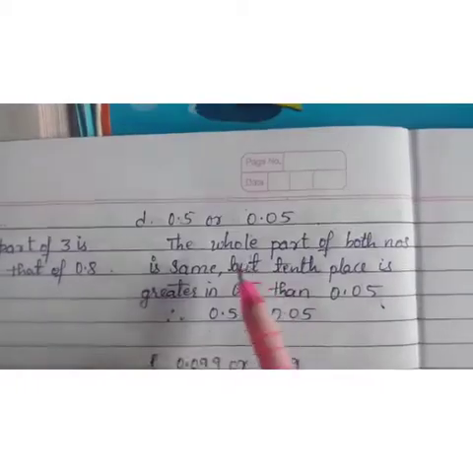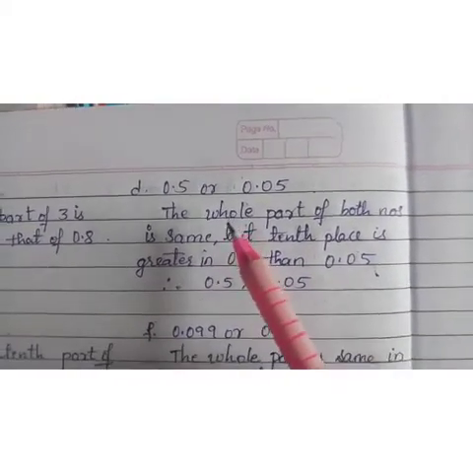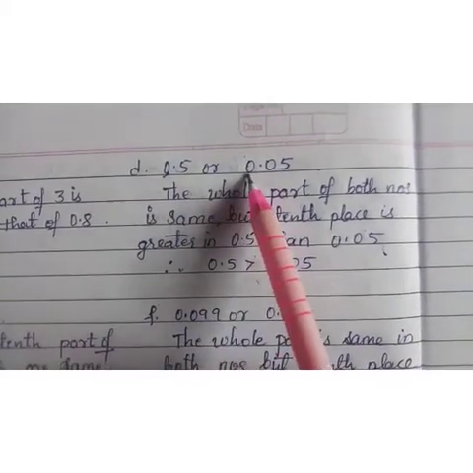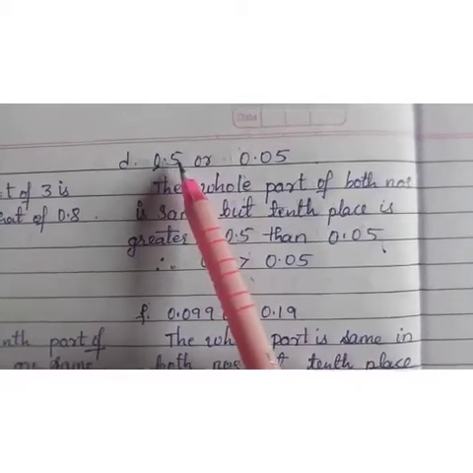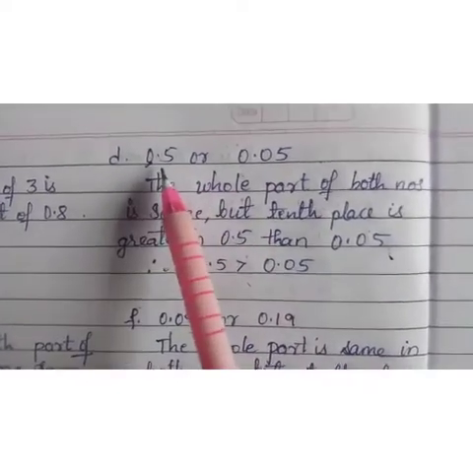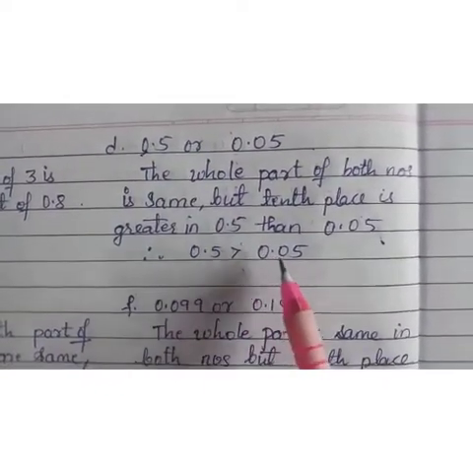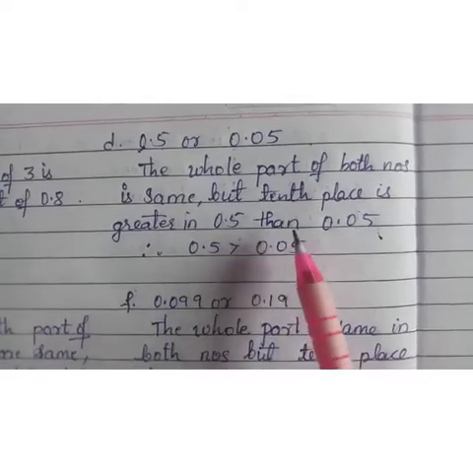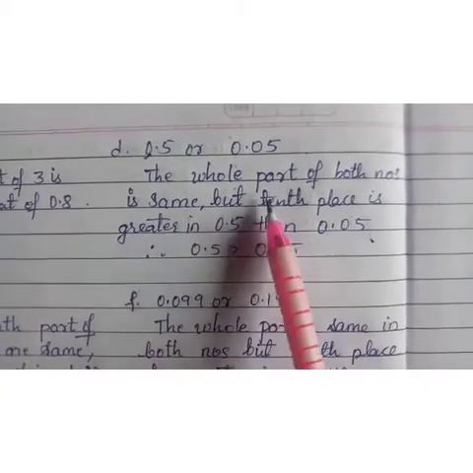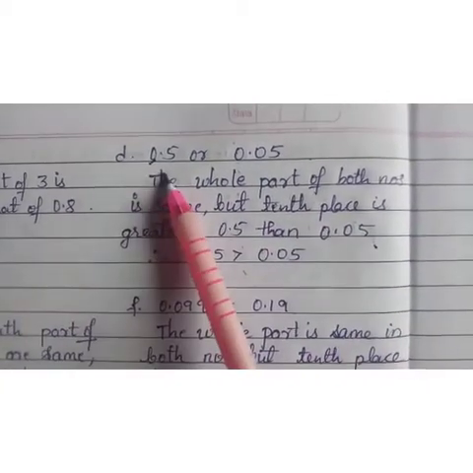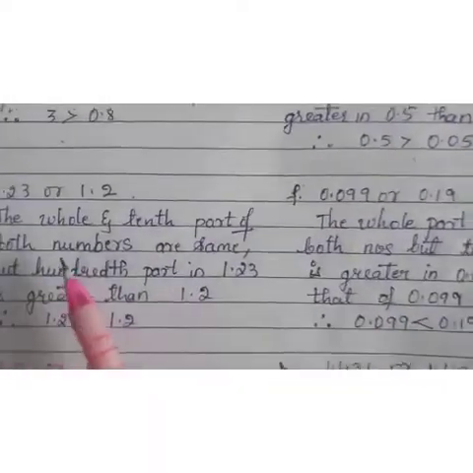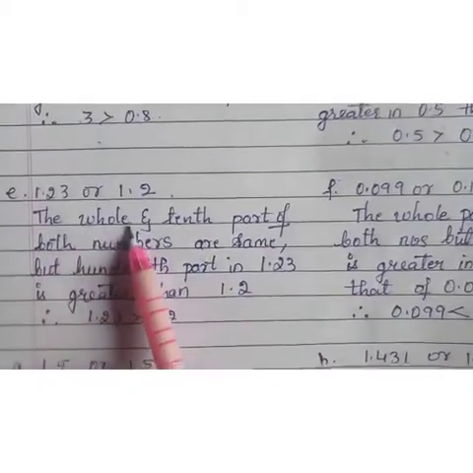Next one is D, 0.5 or 0.05. So children, here in the whole number part we have both zeros, whereas in the 10th place here we have 5 and here we have 0. Hence we can write that 0.5 is greater than 0.05, and the statement is stated like this. The whole part of both numbers is same, but the 10th place is greater in 0.5 than that of 0.05. Hence this one.